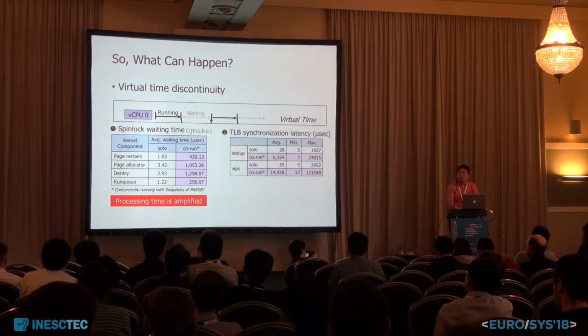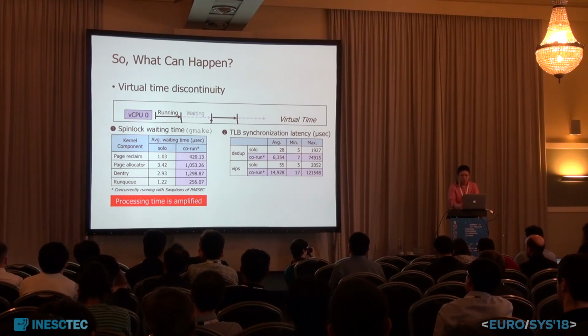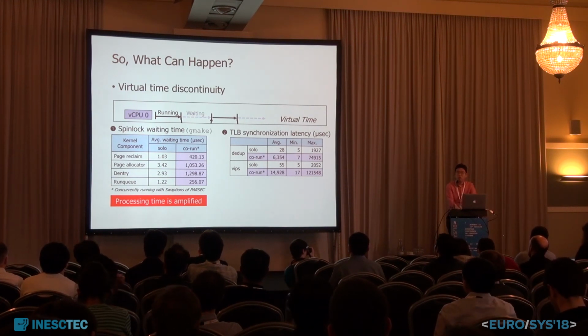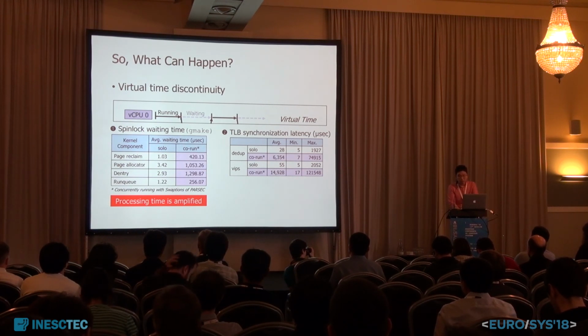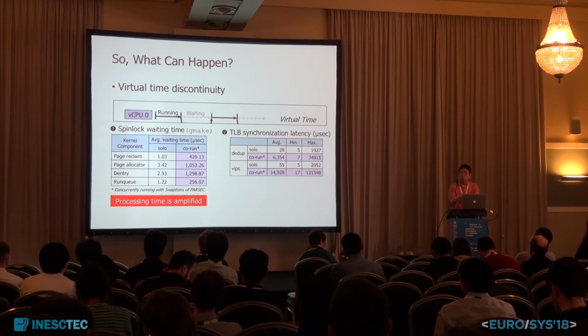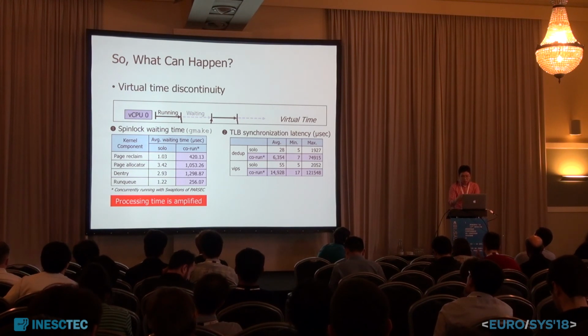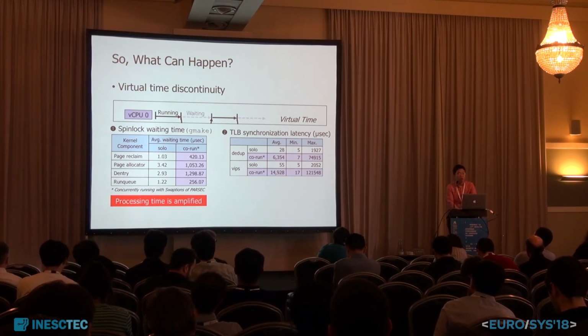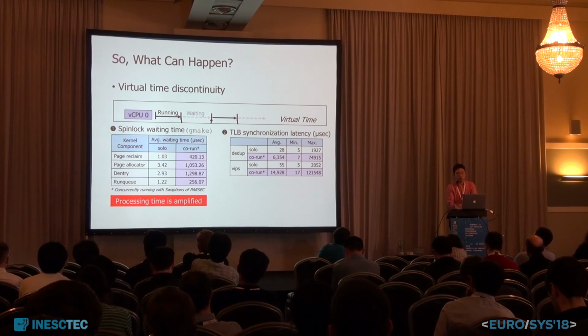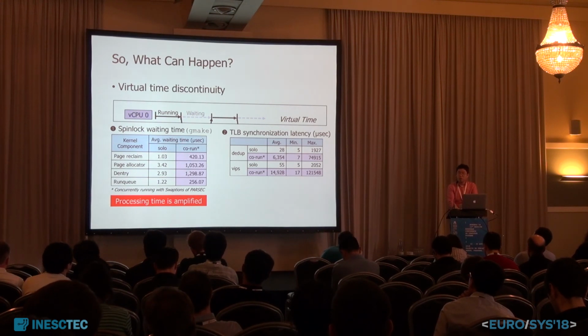Second, the processing time of interprocessor interrupts, on which TLB synchronization relies, is significantly delayed in terms of average and maximum latency. If a virtual CPU receiving an interrupt request is not executing on a physical CPU, the interrupt cannot be handled until the next scheduling turn of the virtual CPU. So here, dedup and vips from PARSEC are known to excessively incur TLB synchronization through the mmap and munmap system calls.